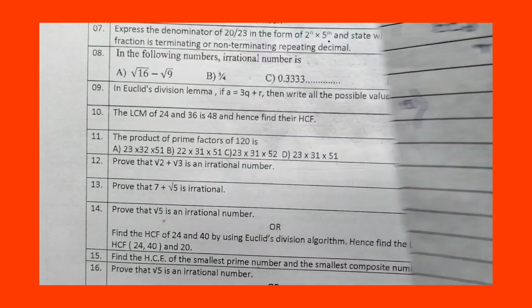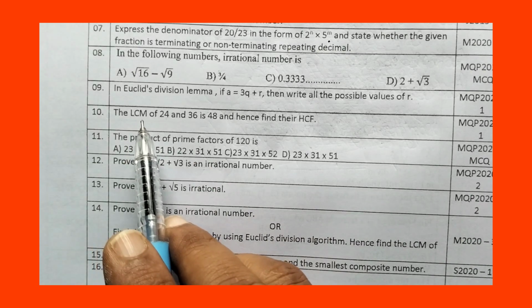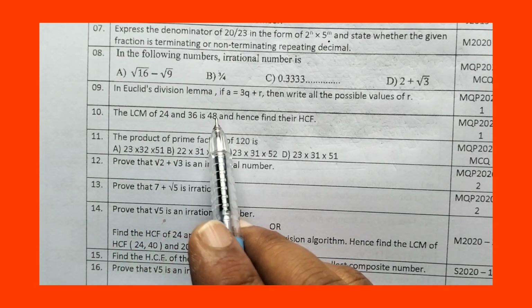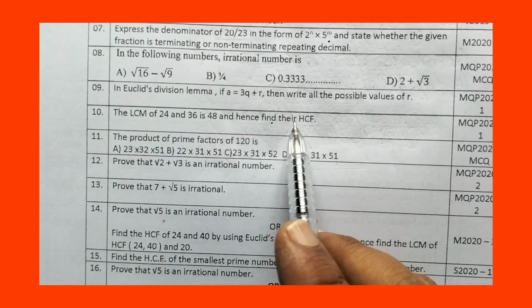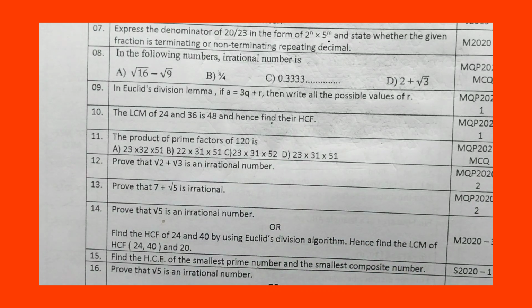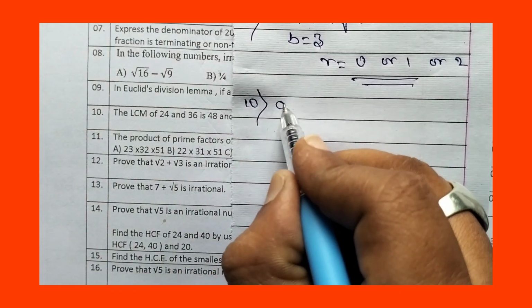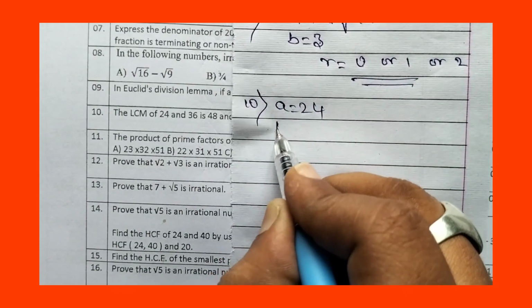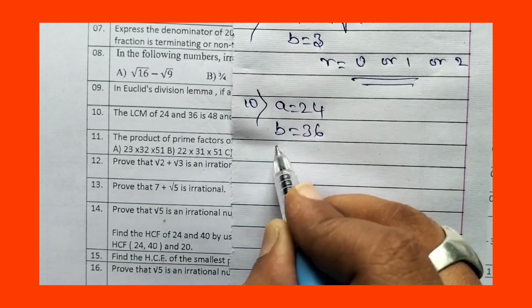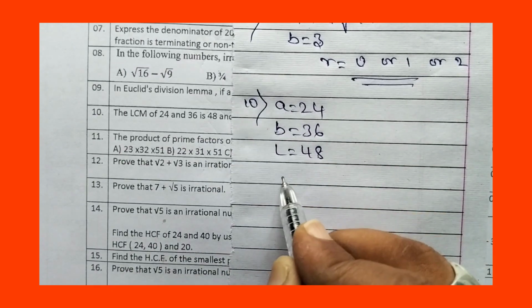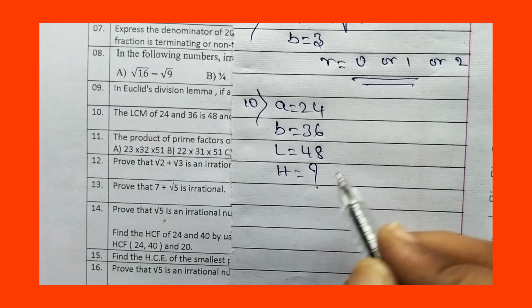Now let us move to the 10th question. The LCM of 24 and 36 is 48, and hence find their HCF, he has asked. So let us first list it. A is equal to 24, B is equal to 36, LCM is equal to 48 and HCF is equal to question mark.